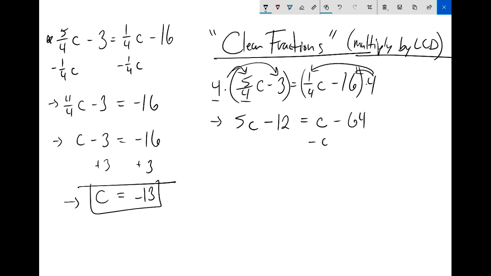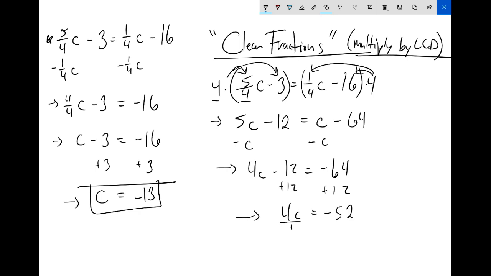So then we could bring this c to this side, so you'd have 4c minus 12 equals negative 64. Then you could add 12 to both sides, and you'd get 4c equals, what's that, negative 52. And then you could divide both sides by 4, and you'd get the answer negative 13.